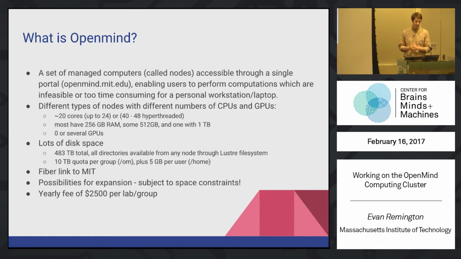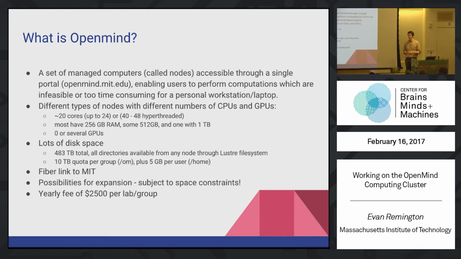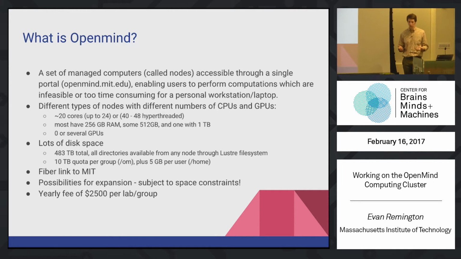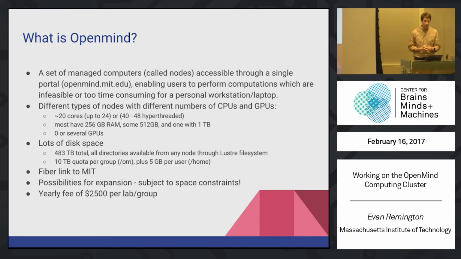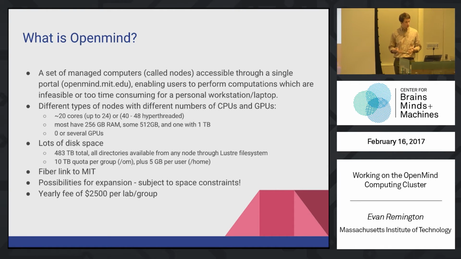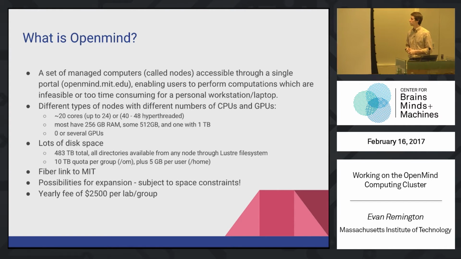So this enables users to connect to this system and run computing tasks in a high throughput fashion. There's different types of nodes with different resources. I think right now there are about 50 some odd nodes with about 20 cores each, about 256 gigs of RAM, and some of them have GPUs.